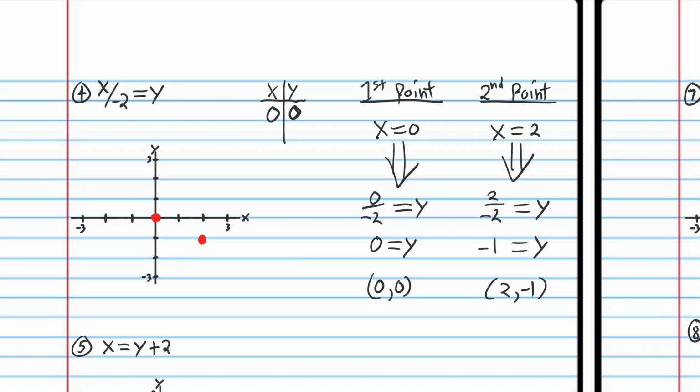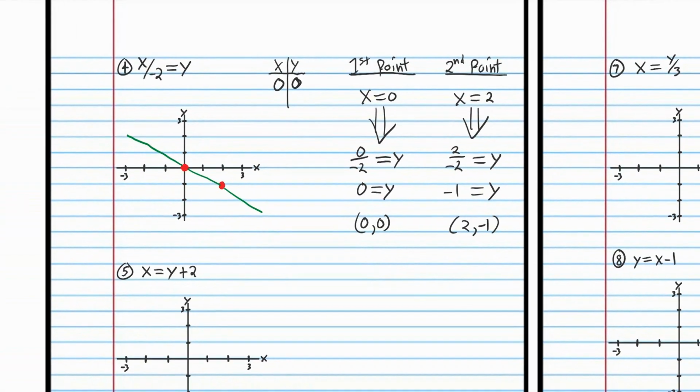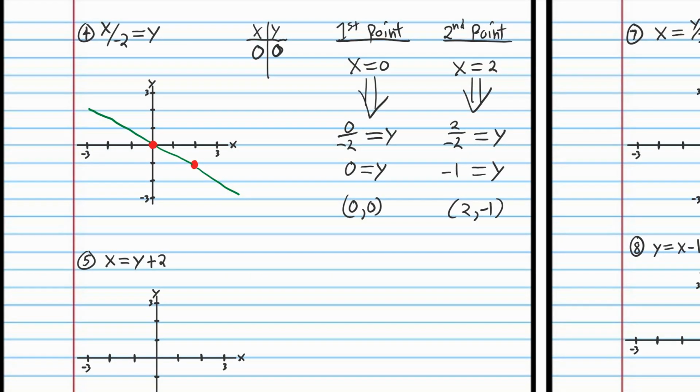And we'll connect the dots and do your best to make the line straight. If your line is a little bit off, that's okay. But if you draw a line like this, then that's incorrect. Don't do that. It's got to be fairly straight. All right, so hopefully you're getting the hang of this now. And I got to put that other point there, 2, negative 1.